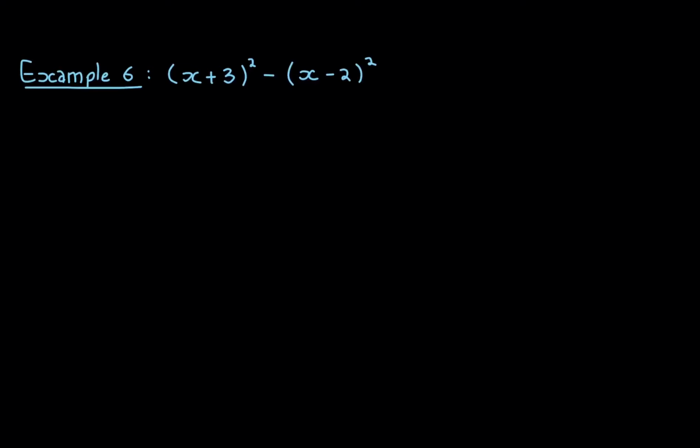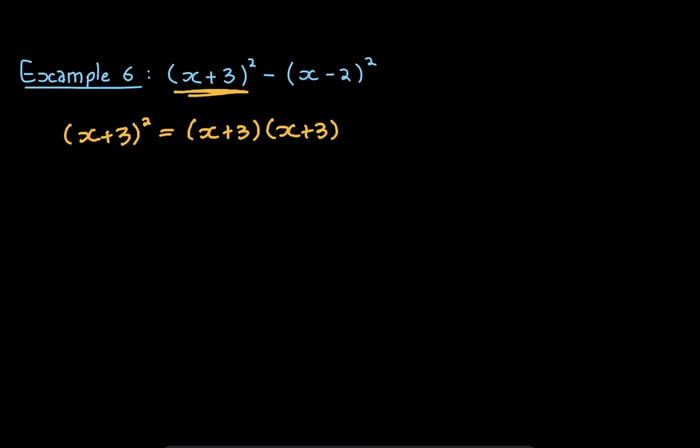Alright, now let's have a look at our last example. It looks a little more complicated, but like I said before, break this down into smaller subproblems, and everything becomes so much easier. So in this case, let's look at x plus 3 squared first. Let's ignore that. So x plus 3 squared can be written as x plus 3 times x plus 3, right?